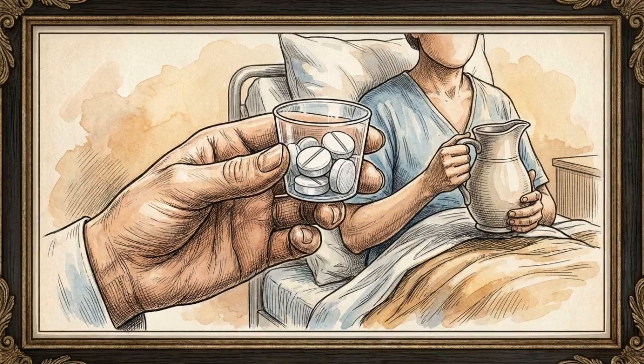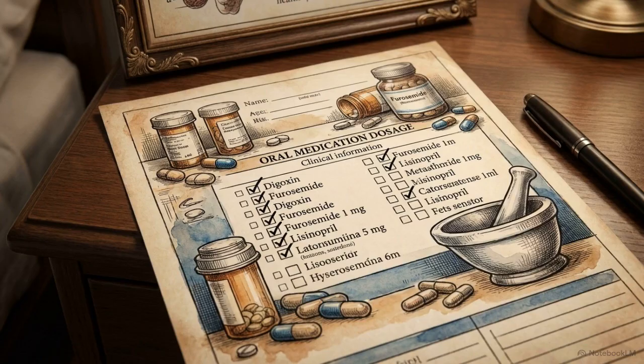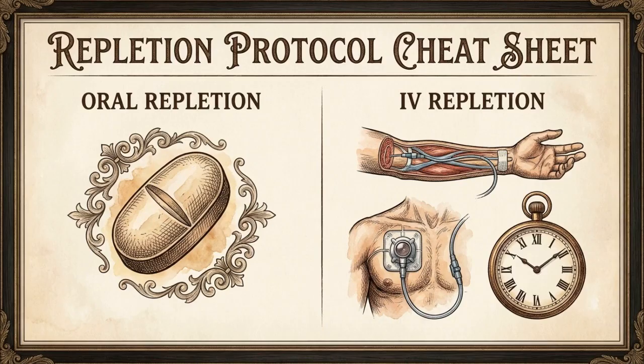For mild patients, we use oral repletion. Standard formulas often underestimate the true body deficit because potassium continually shifts back into the cells during treatment. This cheat sheet outlines oral dosing.